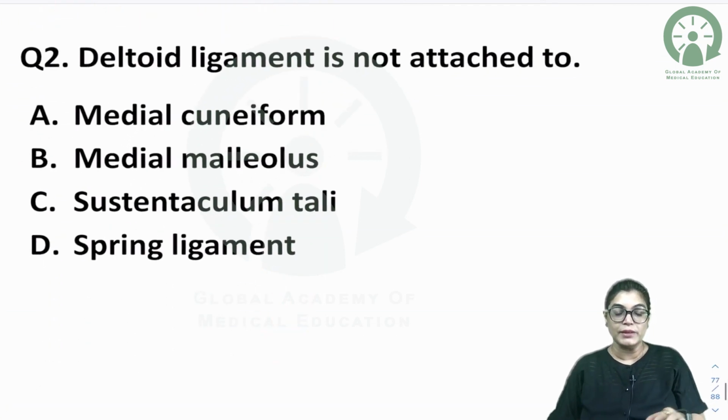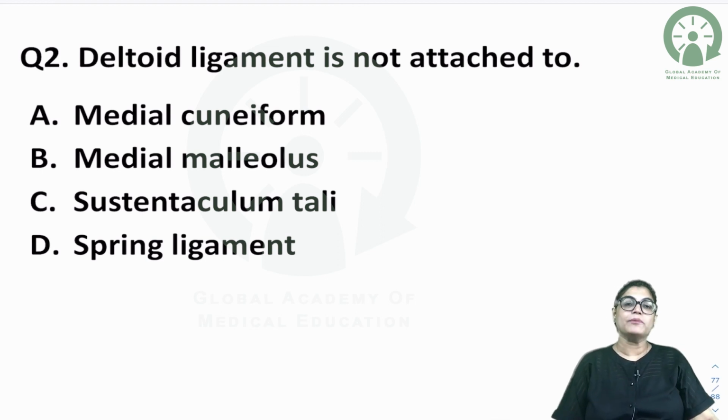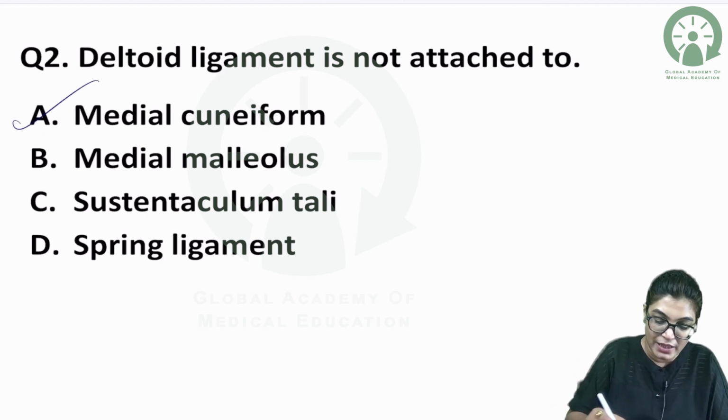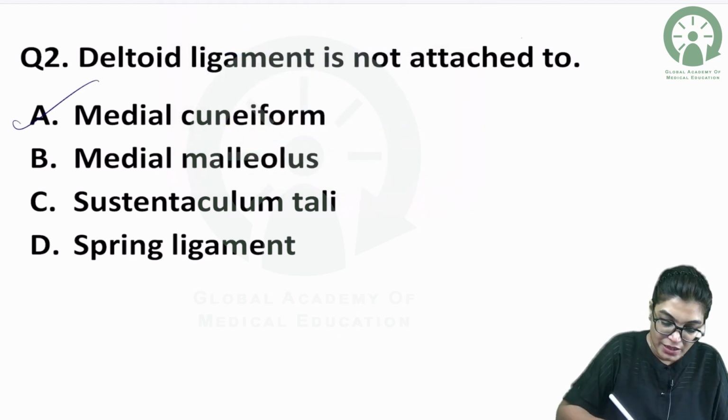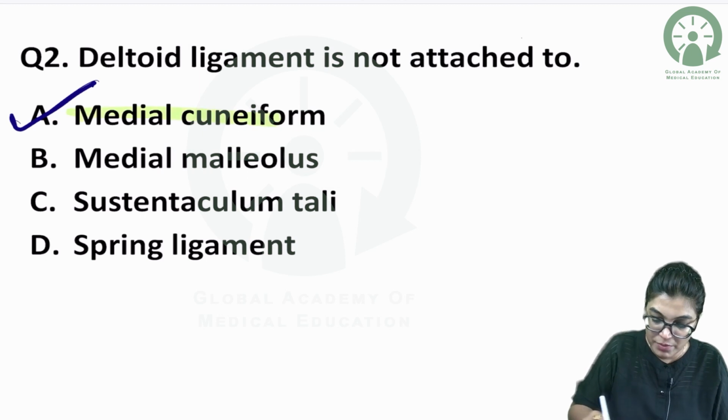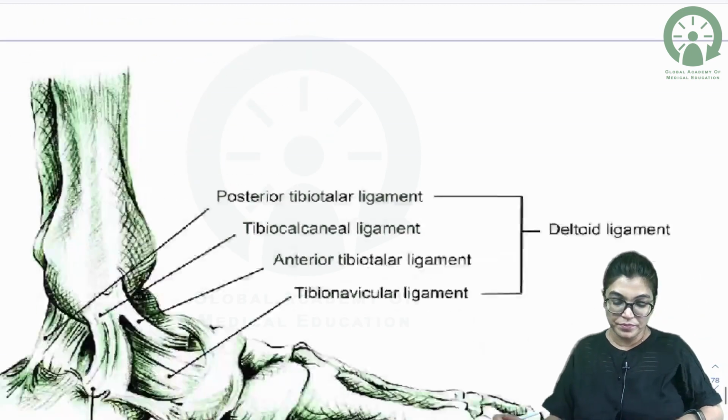Now, deltoid ligament. If you remember, I told you the deltoid ligament is the medial ligament of the ankle joint, and you have to tell what is not an attachment of the deltoid ligament. The options are medial cuneiform, medial malleolus, sustentaculum tali, or spring ligament. Medial malleolus, the lower end of the tibia, is definitely the superior attachment. It merges with the sustentaculum tali and the plantar calcaneonavicular ligament, also called the spring ligament. So the odd man out and the correct answer is medial cuneiform. It is not attached to the medial cuneiform.